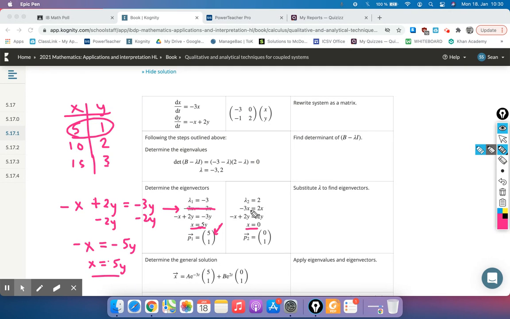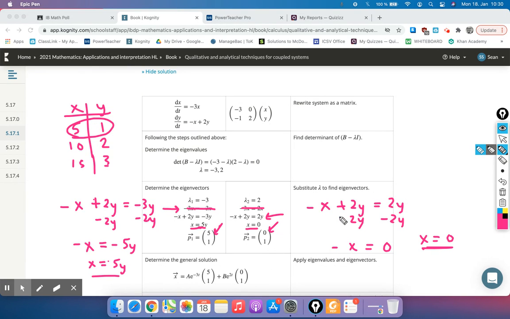And the second one, again, we don't solve this equation, we solve this one down here. If you subtract 2y on both sides, the y just cancels out completely. So you get -x equals 0, which means x is 0. And if x is 0, then that always corresponds to this basic unit vector, 0, 1. X is 0, y is 1.